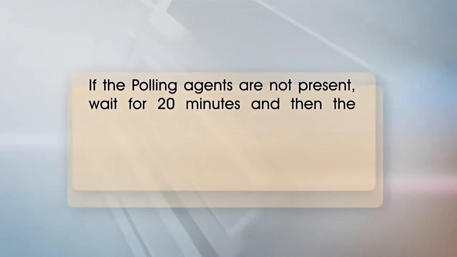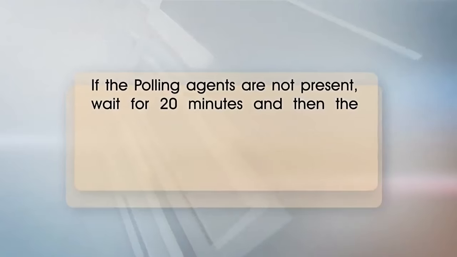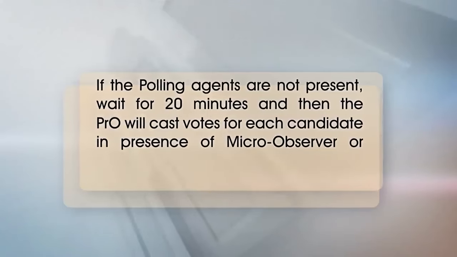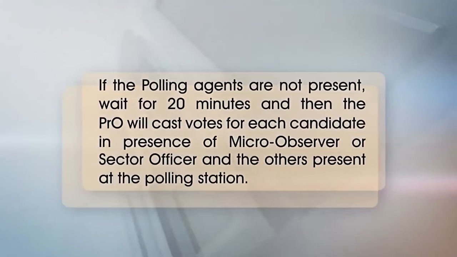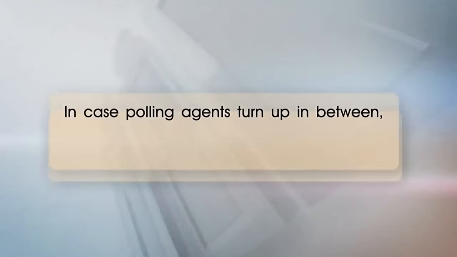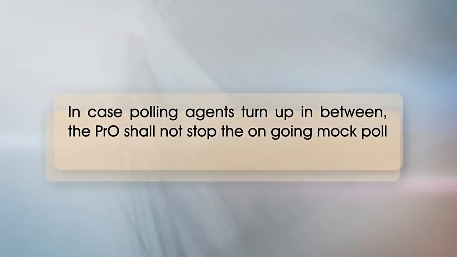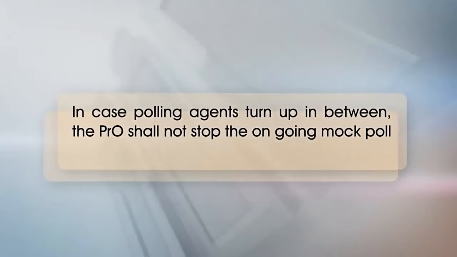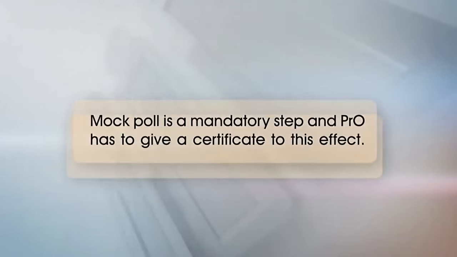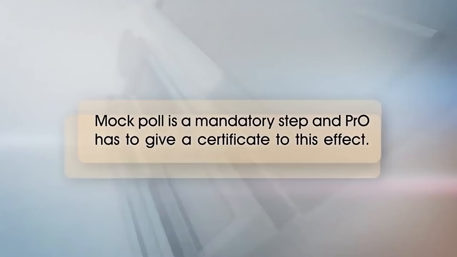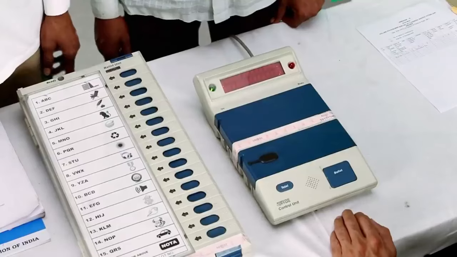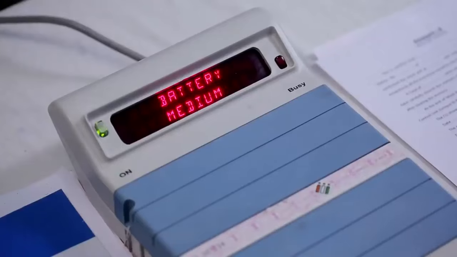If the polling agents are not present, wait for 20 minutes and then the PRO will cast votes for each candidate in presence of micro-observer or sector officer and the others present at the polling station. In case polling agents turn up in between, the PRO shall not stop the ongoing mock poll or restart it afresh. Mock poll is a mandatory step and PRO has to give a certificate to this effect. At this point, also reconfirm the functioning of the CU clock and battery levels.